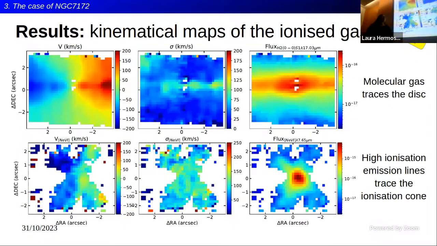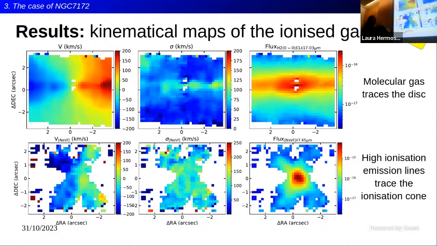To give you an overview of what we are getting, this is all preliminary work. You have the maps of velocity, velocity dispersion, and flux for two emission lines. The first row corresponds to H2 S(19), so a molecular gas line, and the second row corresponds to neon 6, which is one of the highest ionization emission lines that we are seeing. And you can see that already the picture is quite different depending on what line you are looking at.